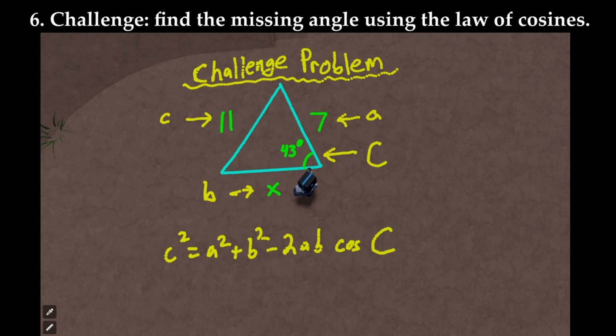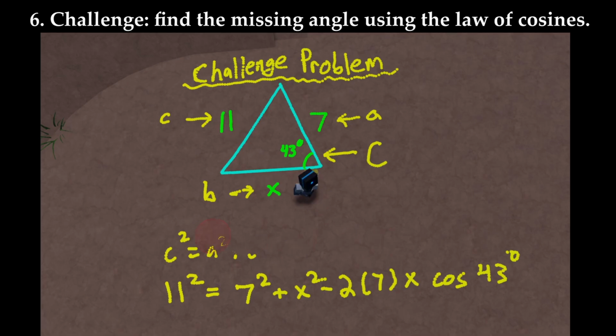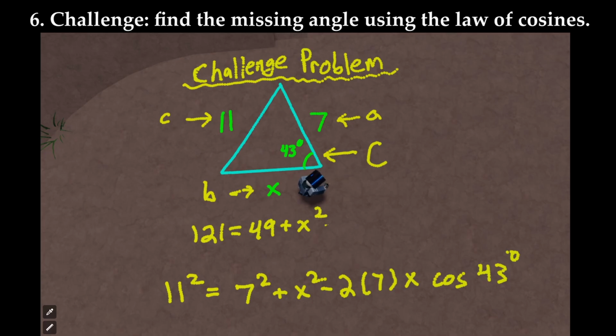There you go. So we have 11 squared is equal to a squared, which is 7 squared, plus b squared, which is x squared, then minus 2 times 7 times b, which is just x, times cosine of 43 degrees, because that is angle C. And then now let's just continue to simplify this. 11 squared is 121, 7 squared is 49, x squared is just x squared, can't really do anything about that. And then minus 2 times 7 is 14.